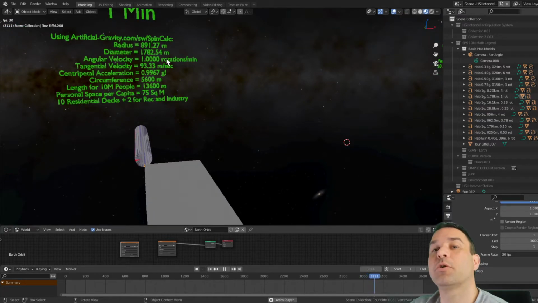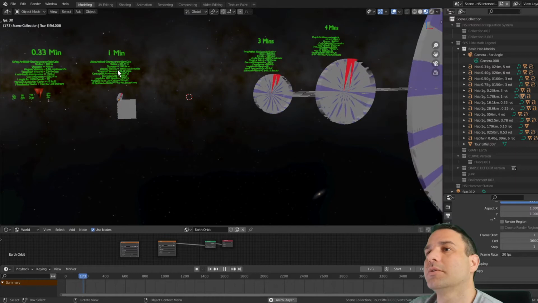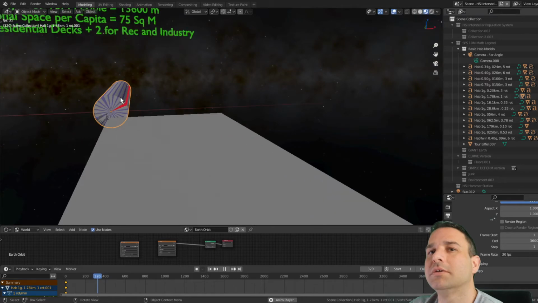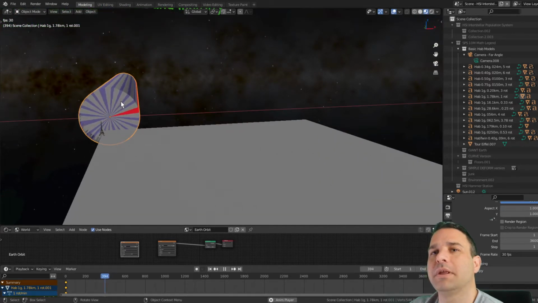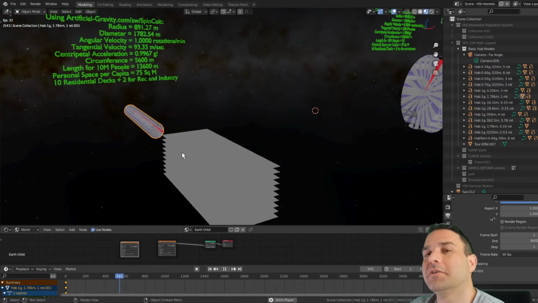It rotates once per minute, which is actually really comfortable according to scientists who have researched these things. With a radius of 890 meters, what's the circumference? 5,600 meters. Okay, 5.6 kilometers. So from there, that's really, really large as far as practical space colonies in the next few hundred years.